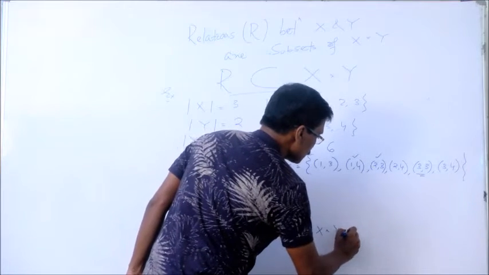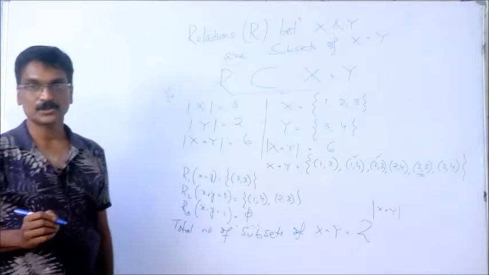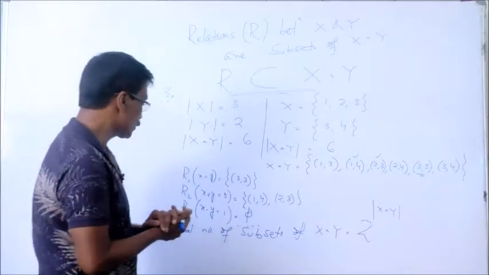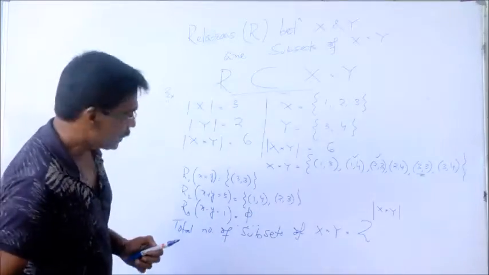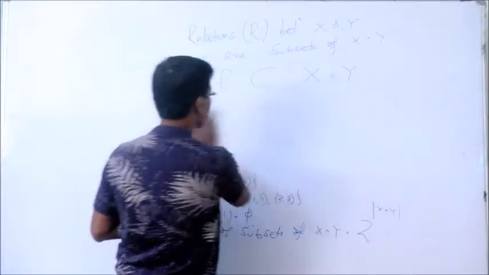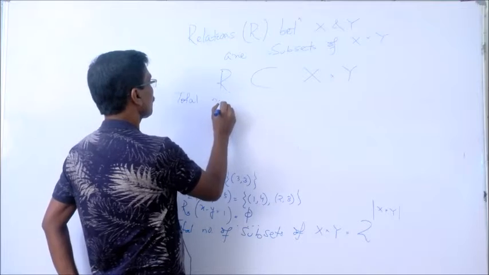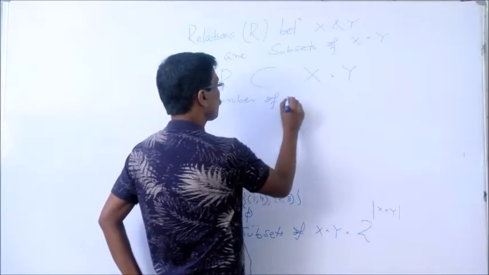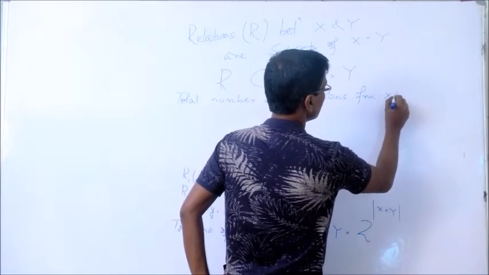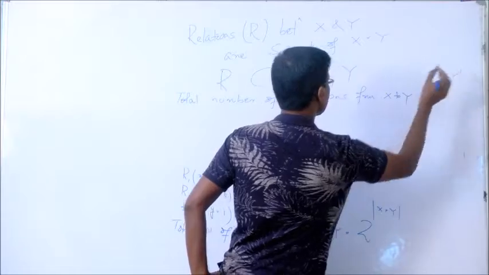X cross Y is equal to 2 to the power cardinality of X cross Y. So, this is the total number of subsets of X cross Y, which is equal to 2 to the power of the cardinality of X cross Y. So, that means the total number of relations from X set to Y set is equal to 2 to the power cardinality of X cross Y.